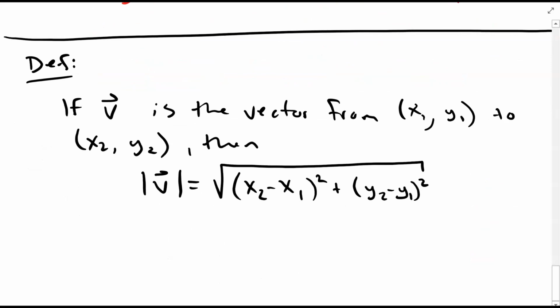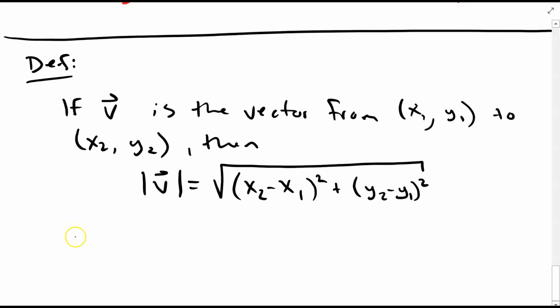So here's our definition of how to calculate the magnitude given the initial and terminal points for our vector. Does anybody recognize this formula from geometry? This is just the distance formula, right? This is how we found the distance between 2 points in the xy plane. And if magnitude is just the length of the vector, we have where it starts and ends, the distance formula will obviously give us the length for that vector, right?